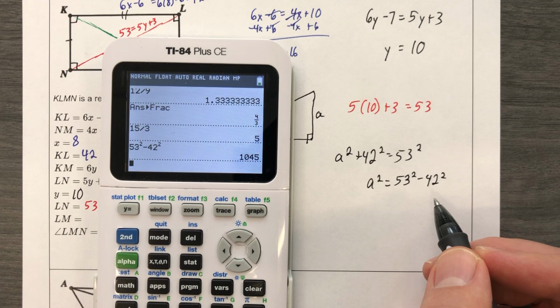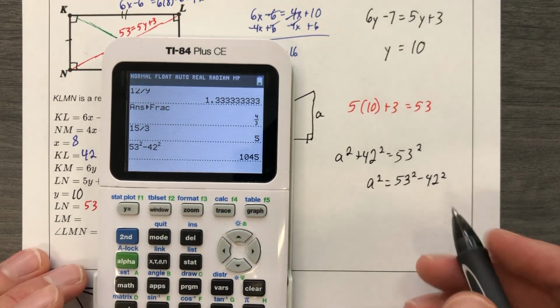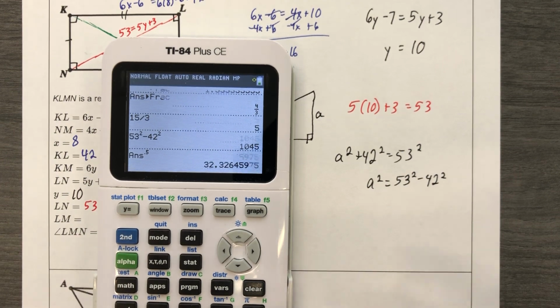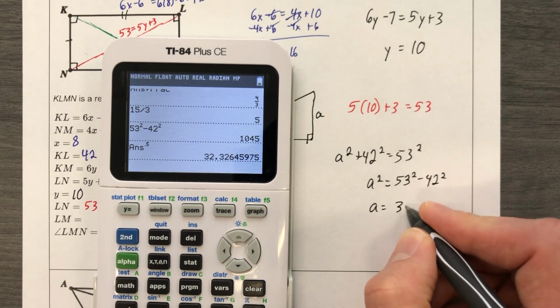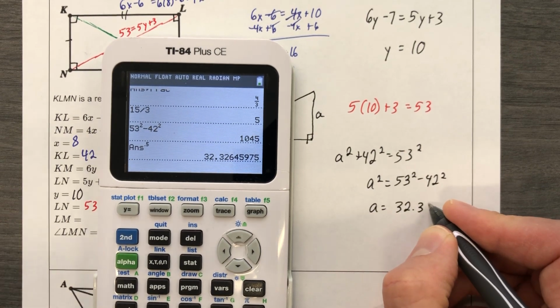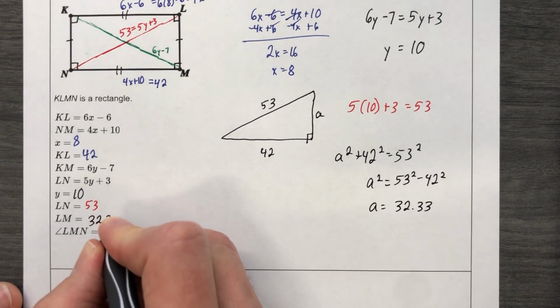Sorry, it's 15 over 3 is equal to 5. Yeah, I didn't type that. No shame if I did. Take the square root of that. So 32.33. We'll stick with that. 32.33 is what we have.